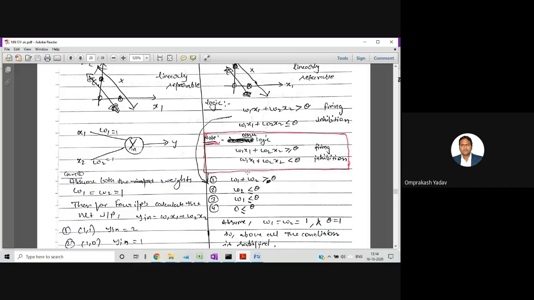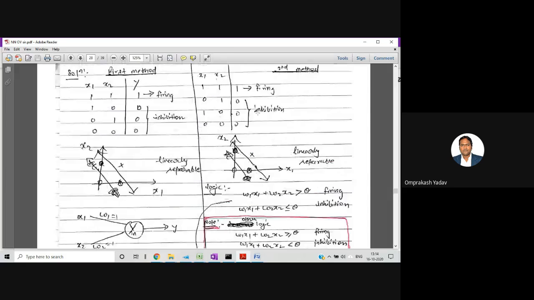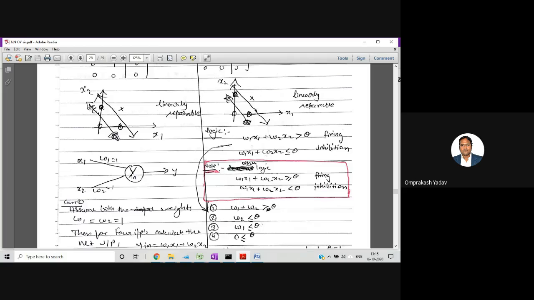Then the next pair is for inhibition. Firing is over, and for firing we got this particular equation. Now for inhibition, we substitute this pair in this equation. x1 is 0, so this part will become 0, and x2 is 1, so W2 is less than or equal to theta. So the second equation will become W2 less than or equal to theta.